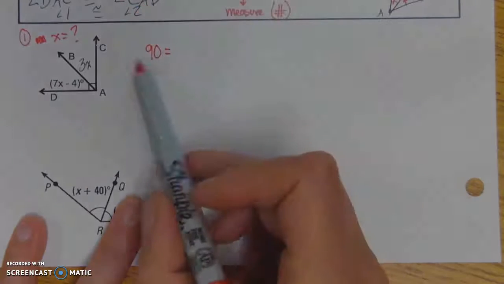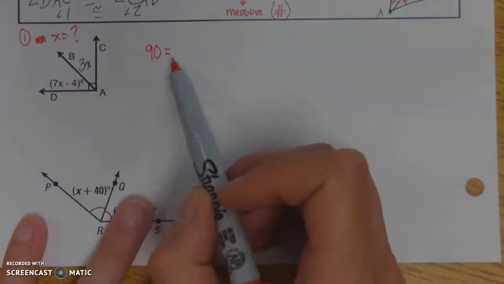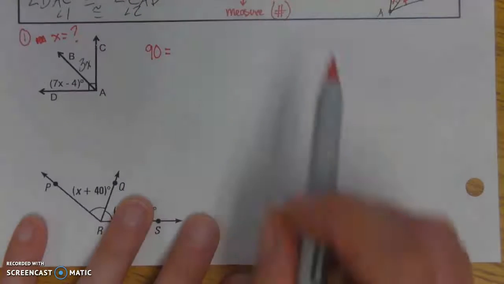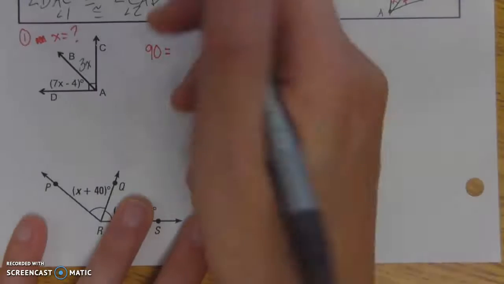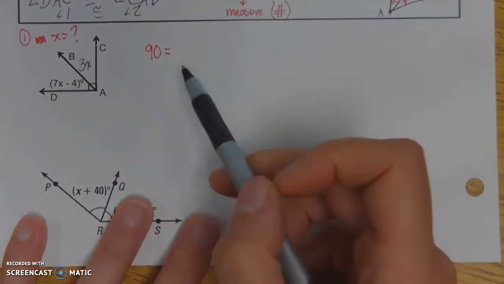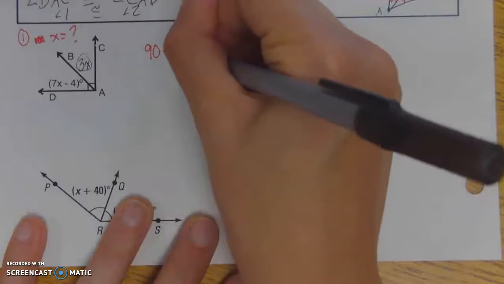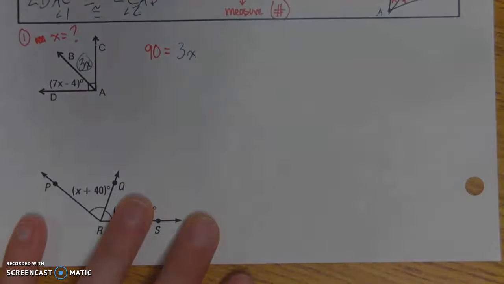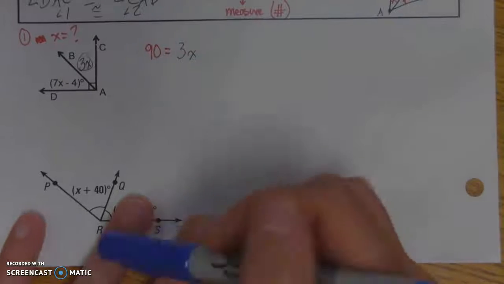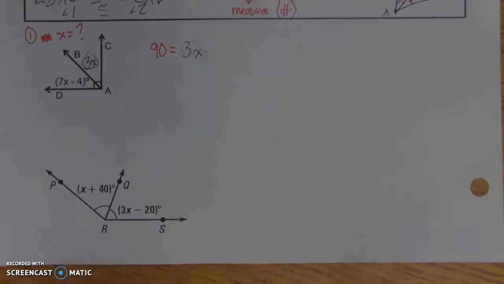And don't forget, if you know that they add up to 90 degrees, it means you have an equation. And part of our goal in geometry is to find a way to get this into an equation. So I can take this, 3x, and I can add it to my other angle, DAB, which is 7x minus 4.